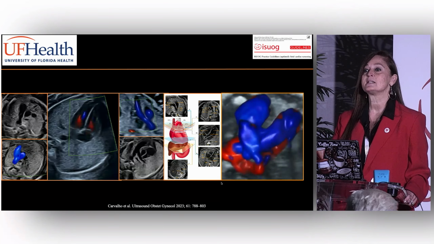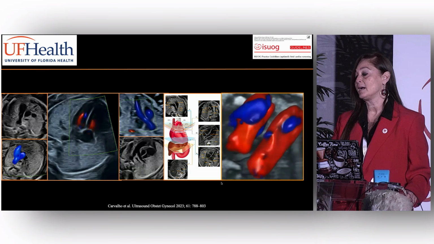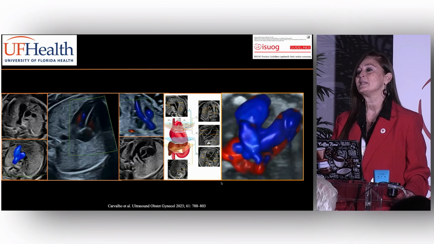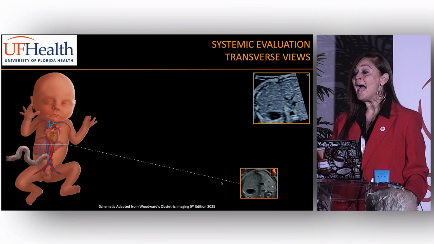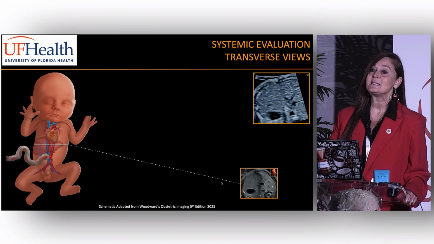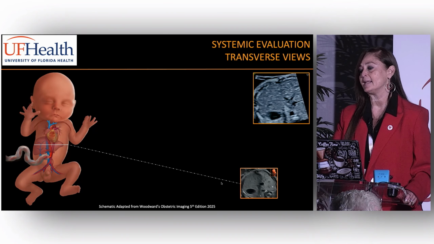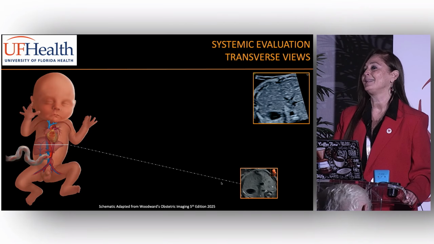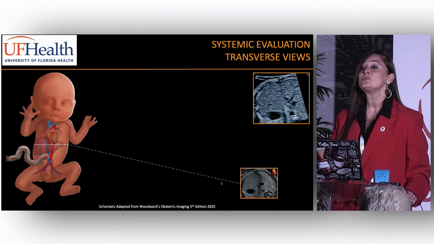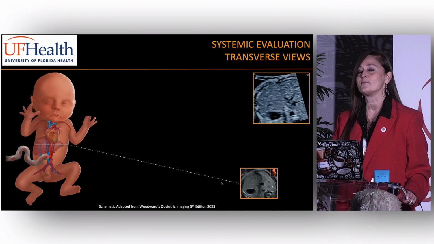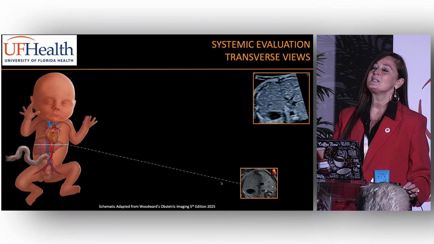We have our ISUOG screening guideline that Professor Carvalho put together, and it was updated back in 2023. And we know that we have to use a systematic approach that is based on transverse planes. And you will see me mention the transverse sweep, and I will highlight the importance of that. You have to start by establishing situs. You have to start at the abdominal circumference plane.